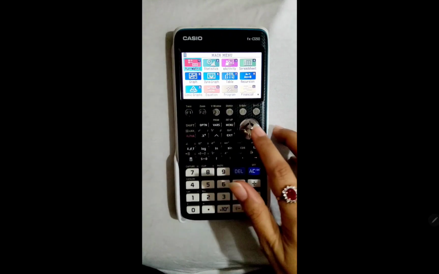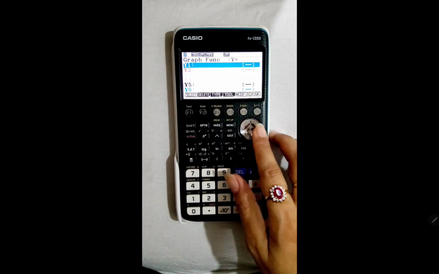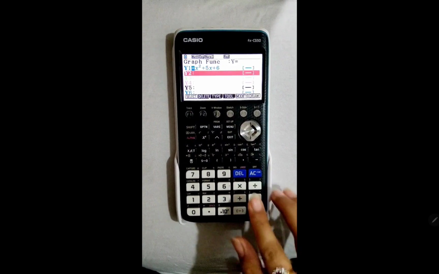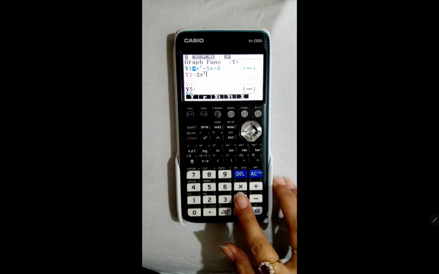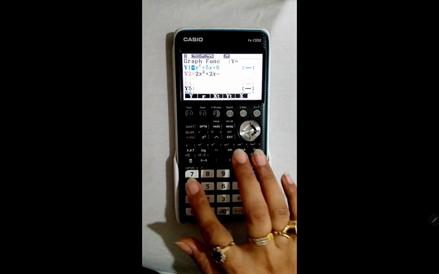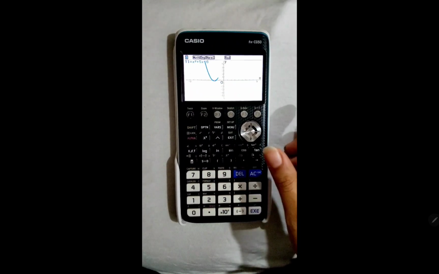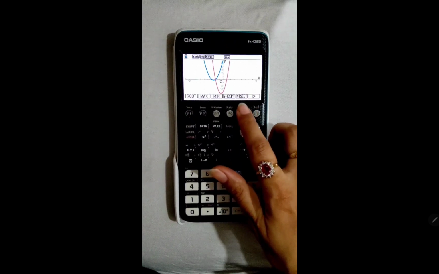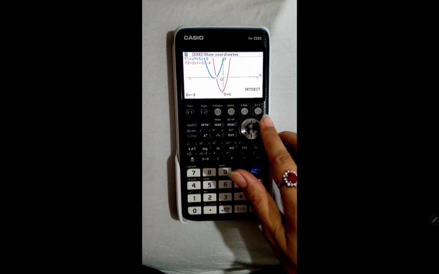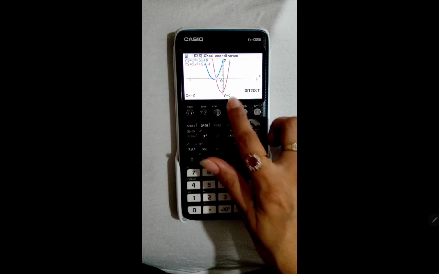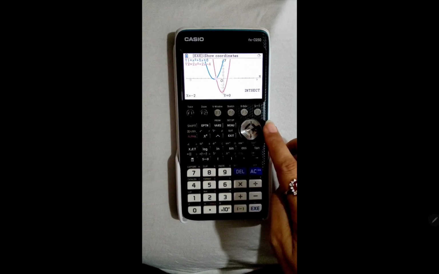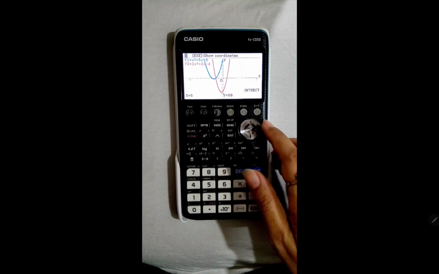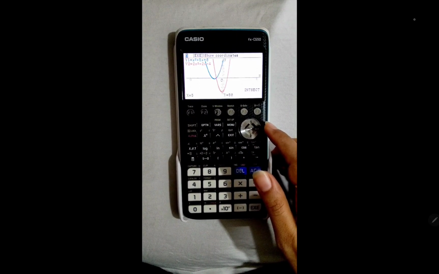Now if we want to see this on graph, then we will go to graphs. We will again write down the equation x square plus 5x plus 6, and another one is 2x square plus 2x minus 4. We will draw the graph. These are the two curves. Now we'll press G solve and we'll find the intersection. As you can see, minus 2 comma 0 is my first intersection, and when we press this key, we will get another point as 5 comma 56. So this is how we can solve for x.